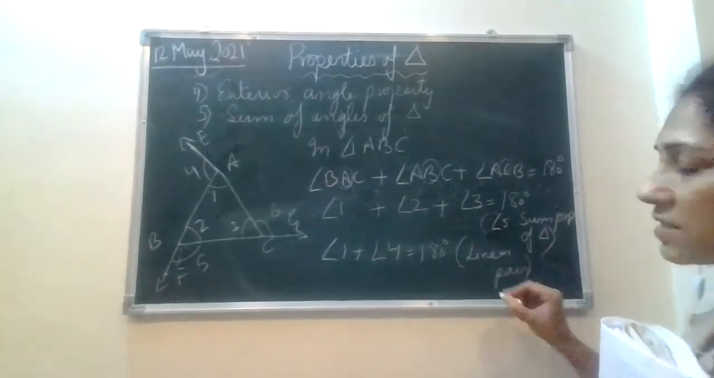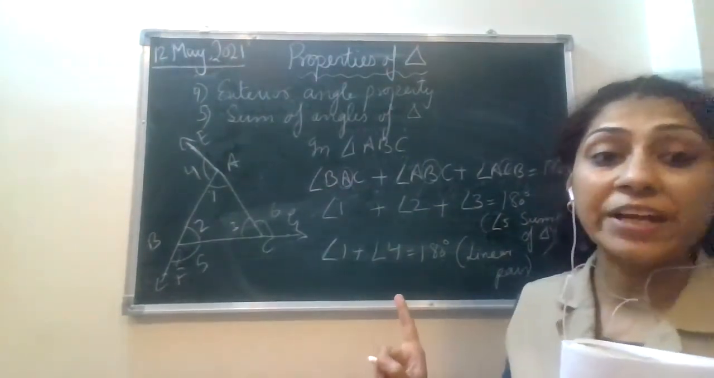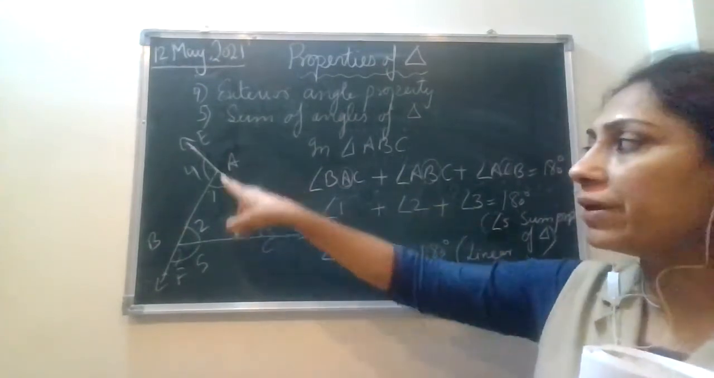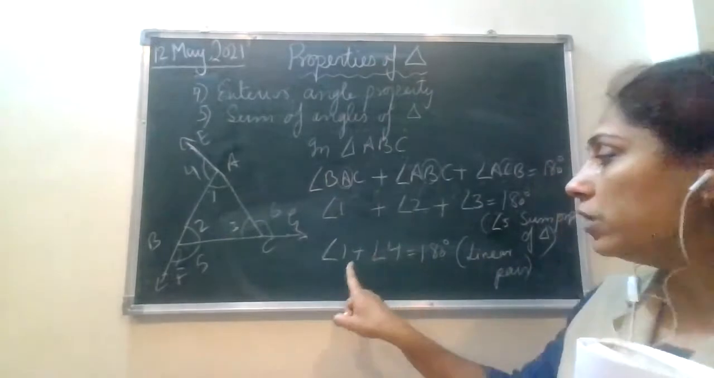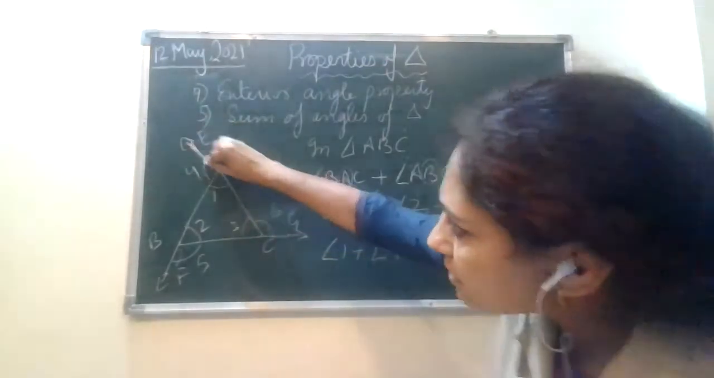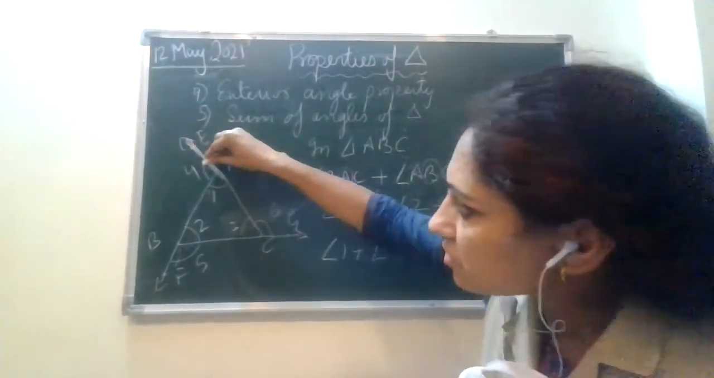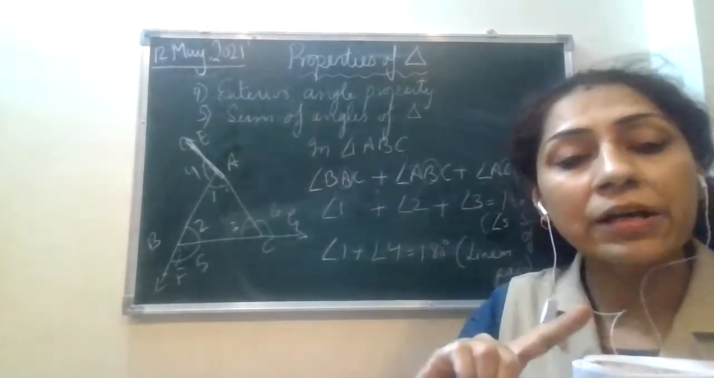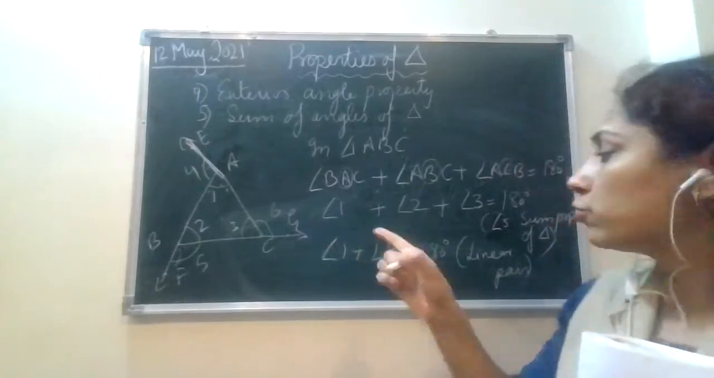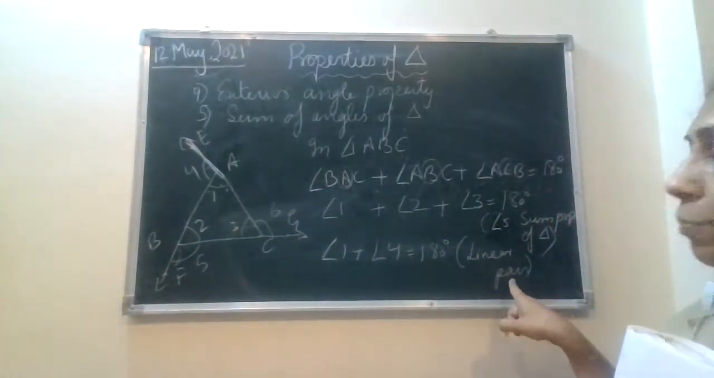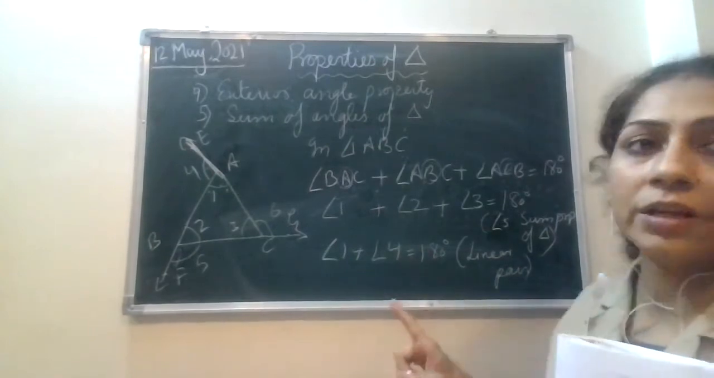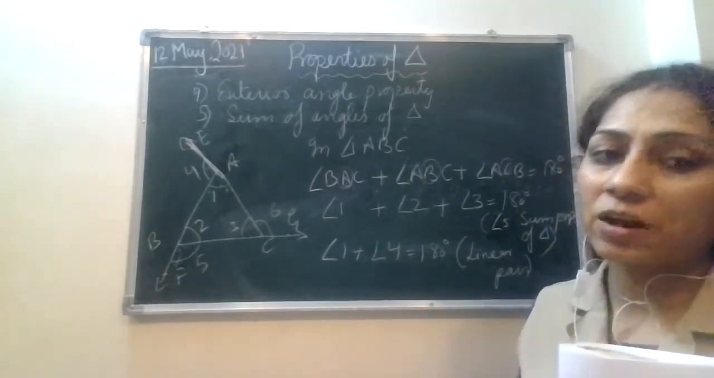Linear is made from the word line. The angle formed on a line, on a straight line, is 180 degrees, right? So in a linear pair, this is your straight line which is forming angle 1 and angle 4, right? That too in a pair, a pair of 2 angles. So that is why I've used the word pair. So linear pair is equal to 180 degrees.